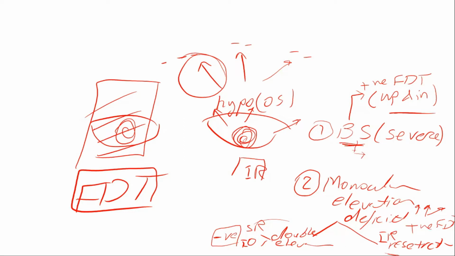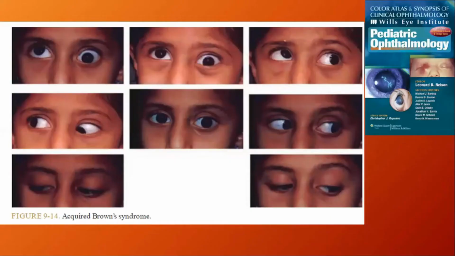And again, the force reduction test for obliques is different from the force reduction test for rectus muscles. Technically, there are some differences. We will see it in a few minutes.